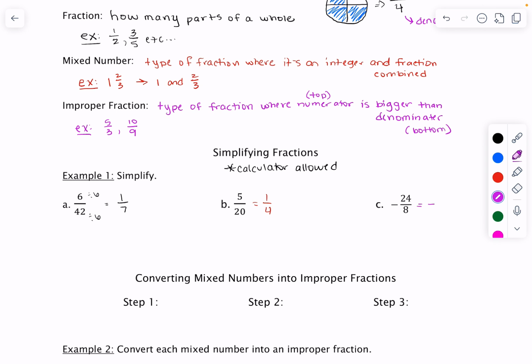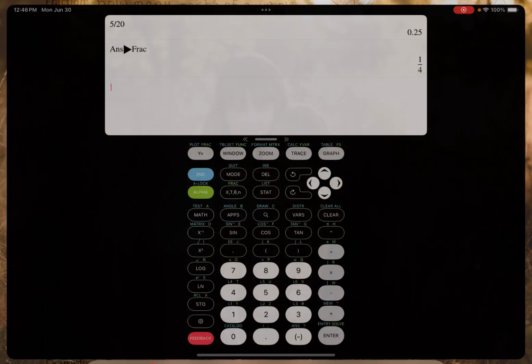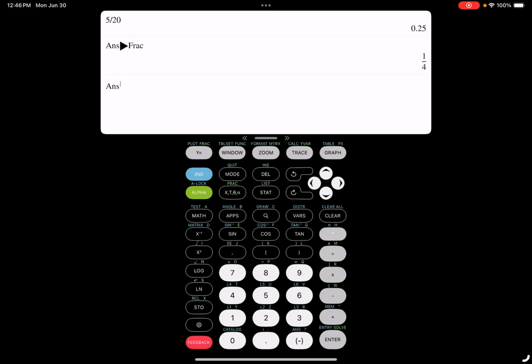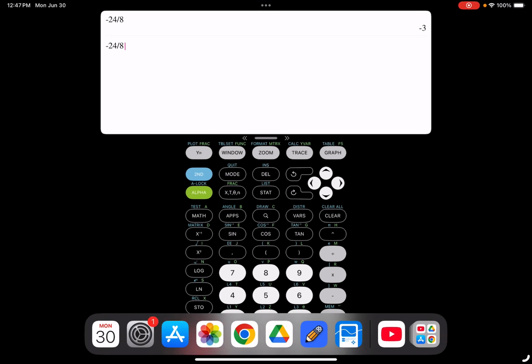You can put it in the calculator as well as the negative, so I can go back to my calculator and do negative 24. The negative button, I'm going to slow down. The negative button is right down here by the enter button. So negative and then 24 divided by 8, hit enter, and I get negative 3. So it's nice. That one didn't come out to a fraction, so I can just rewrite it as negative 3.